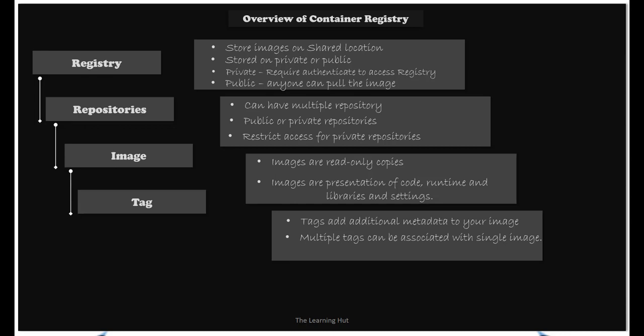We can use public registries as well as private registries. For public, we can use Docker Hub. We have cloud-based registries such as ACR, Azure Container Registry, GCR, Google Container Registry, or Amazon Elastic Container Registry. For private use, we can use a GitLab registry, or a Docker Hub private registry. So let's see the basics.